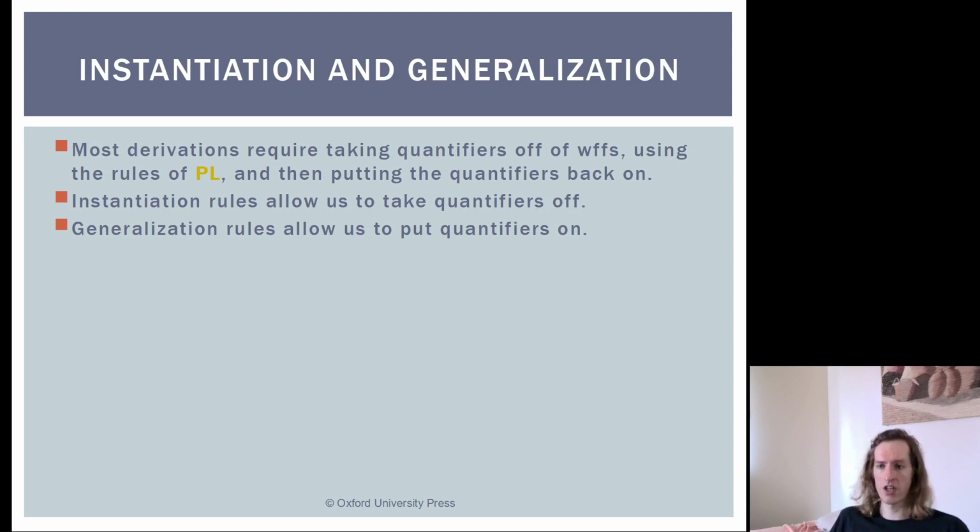So instantiation rules allow us to take quantifiers off, and generalization rules allow us to put quantifiers on. And instantiation and generalization, either existential generalization or universal generalization, or universal instantiation or existential instantiation, are new rules that we'll use in proofs as justification for a new line.